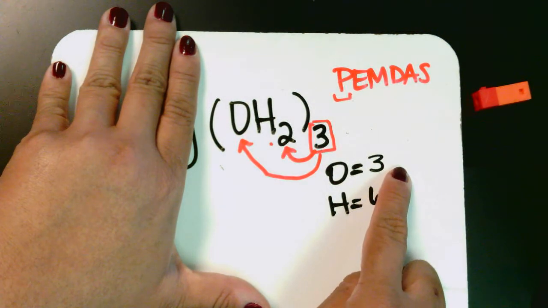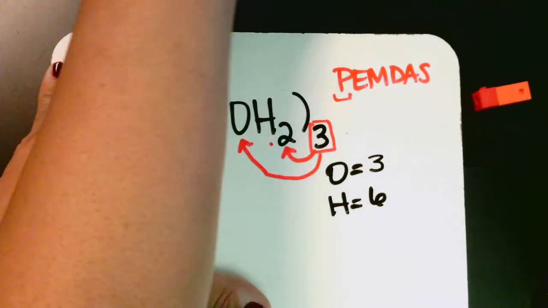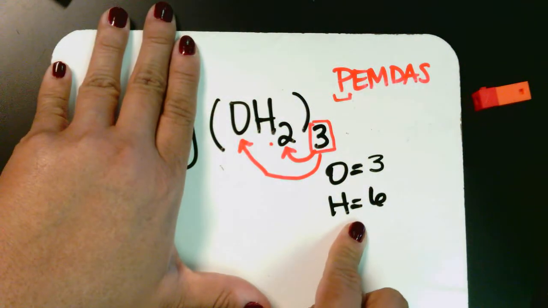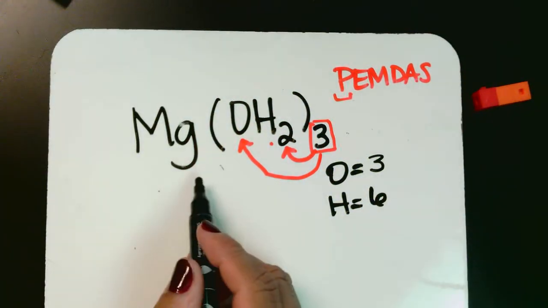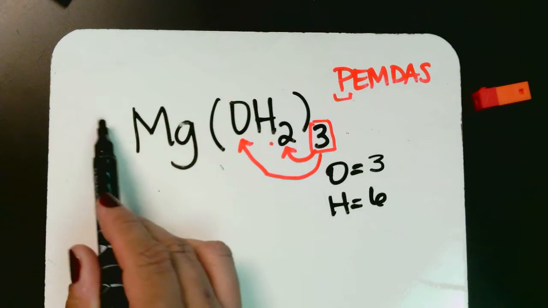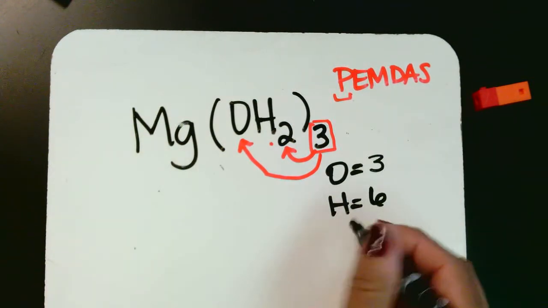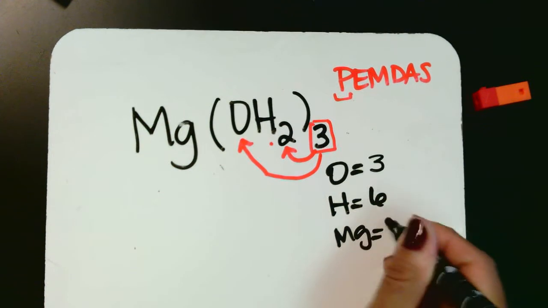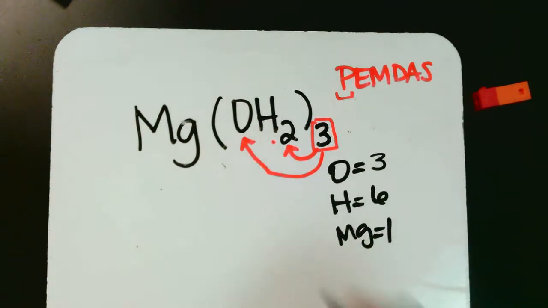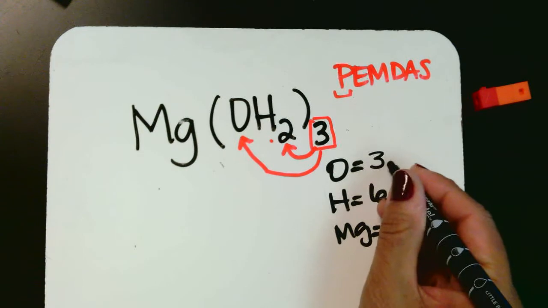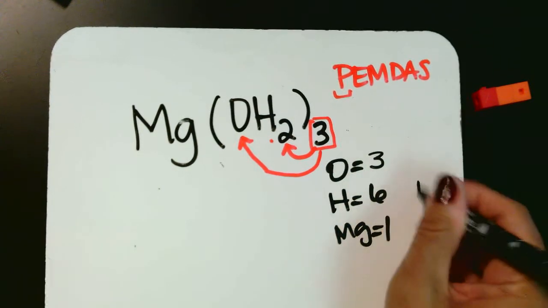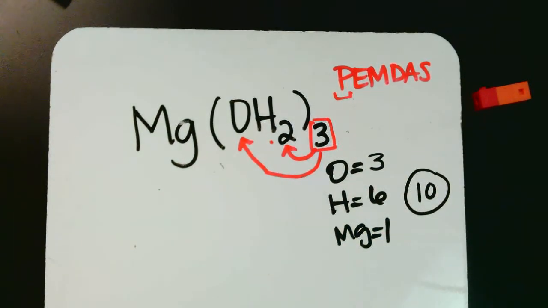I have 3 oxygen and I have 6 hydrogen. But I still have this one lonely magnesium. It doesn't have a coefficient. It doesn't have a subscript. It's by itself. So I have 1 magnesium. So the total atoms here is 3 plus 6 plus 1, 10 total atoms.